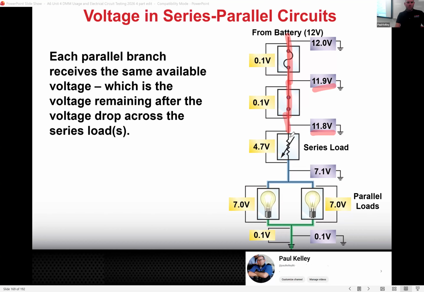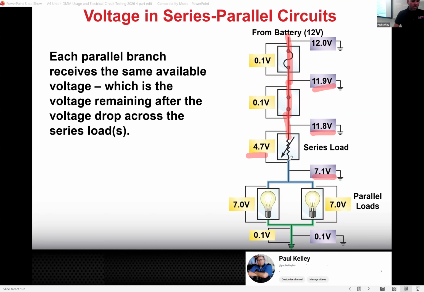We go to our first load. Now, the load is designed to consume. How much? I don't know. We'd have to actually know the resistance of the load. But in this case, we've already got the math done for us just as a demonstration. It drops 4.7. So if we had 11.8 minus 4.7, we end up with 7.1.